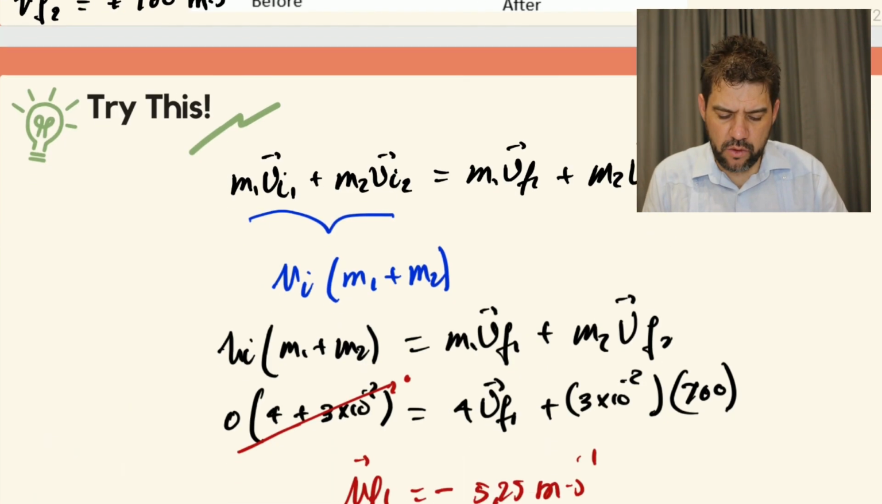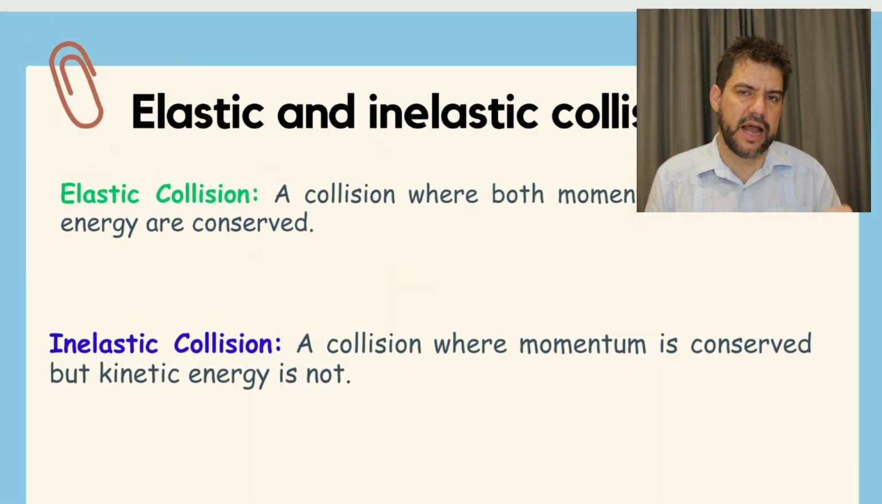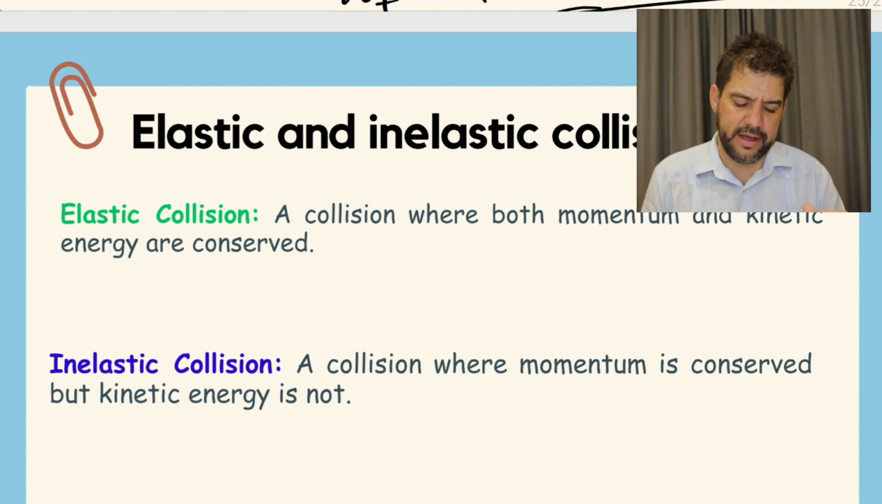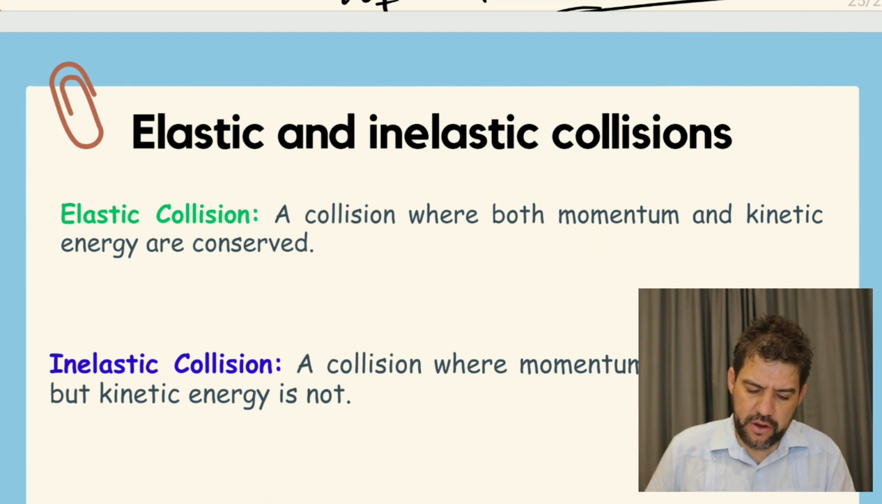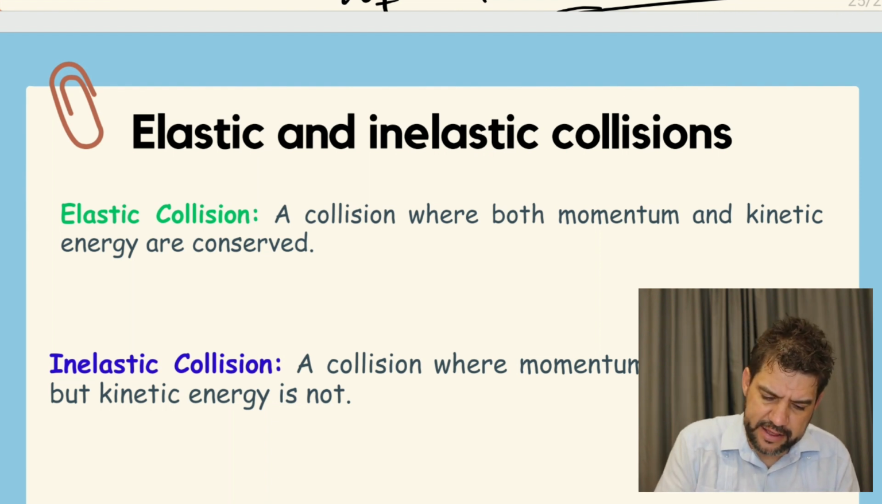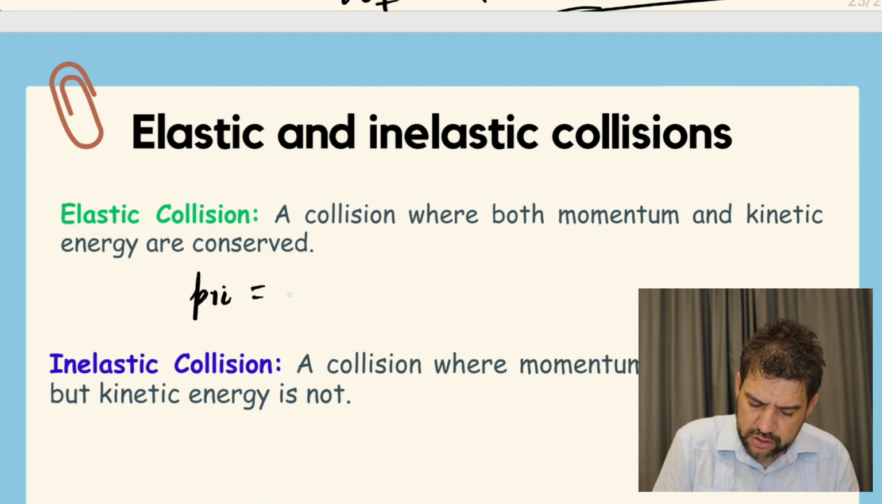All right, so now we're going to the next part of the question. We have two types of collision. We have elastic collision and we have inelastic collision. It's really, really simple. The elastic collision is that collision in which the momentum is conserved and also kinetic energy is conserved. So in this case, we can say that the total momentum initial is equal to the total momentum final.